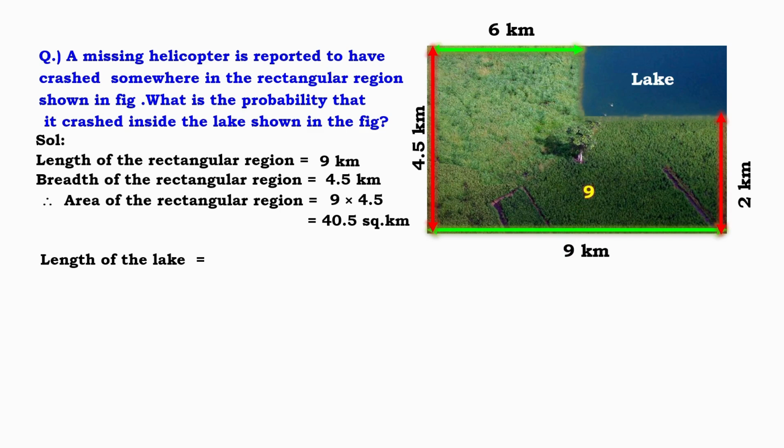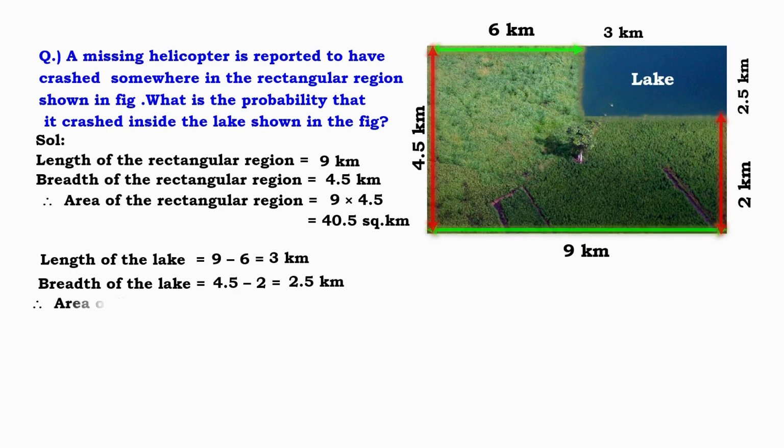Now what is the length of the lake? So outside the lake it is given that it is 6 kilometer. So the lake length is 9 minus 6. So that should be 3 kilometer. And the breadth is here 4.5. We know the total, and in the grass we know that is 2 kilometer. That is already mentioned. So we have to subtract that. So that is 4.5 minus 2. That will become 2.5 kilometer.